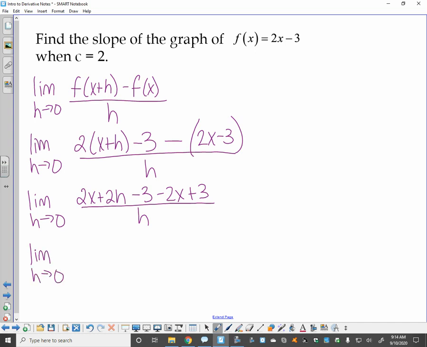Now I'm cleaning. Oh, looky there. 2h over h, which is 2. So if I take the limit as h approaches 0 of 2, there are no h's. So I get a 2. So what we're saying is that f prime of x is 2. Okay, the derivative is the slope of the tangent line at any given point.